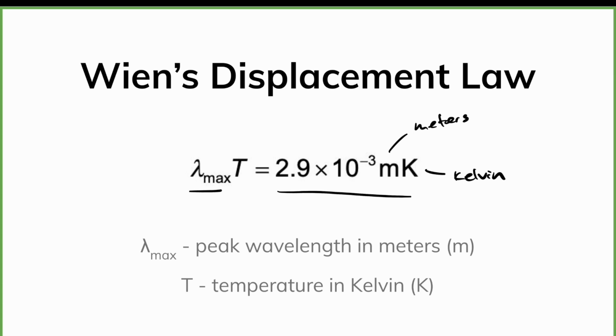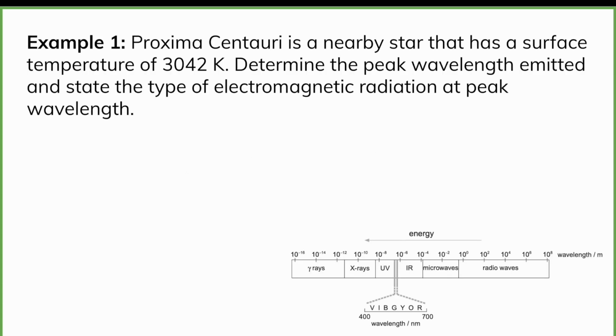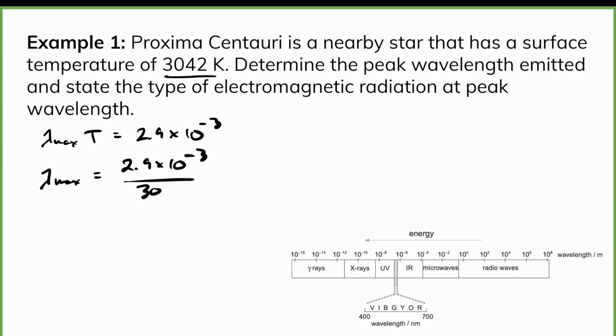And we can use Wien's displacement law to make some predictions about objects. So Proxima Centauri is a nearby star and has a surface temperature of 3042 Kelvin. We want to determine the peak wavelength emitted and state the type of electromagnetic radiation. So if we take that law that we saw in the previous section and solve for lambda max, it is 2.9 times 10 to the negative 3 over 3042 Kelvin, and we get a maximum wavelength of 9.5 times 10 to the negative 7 meters.